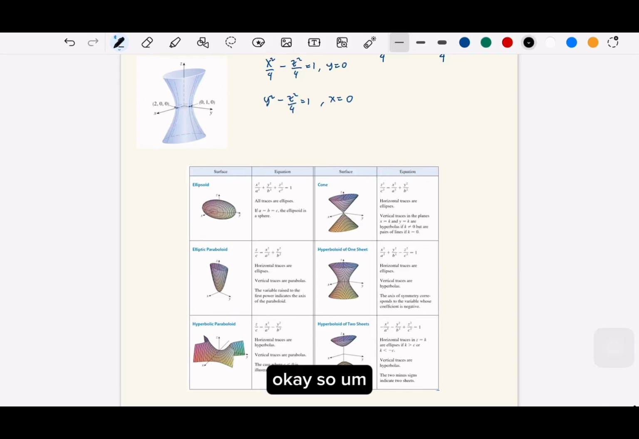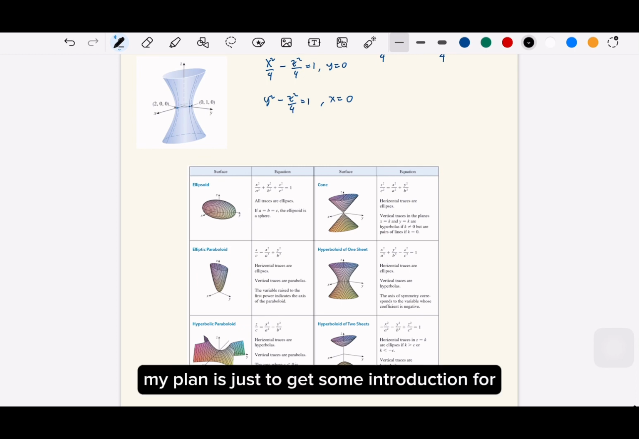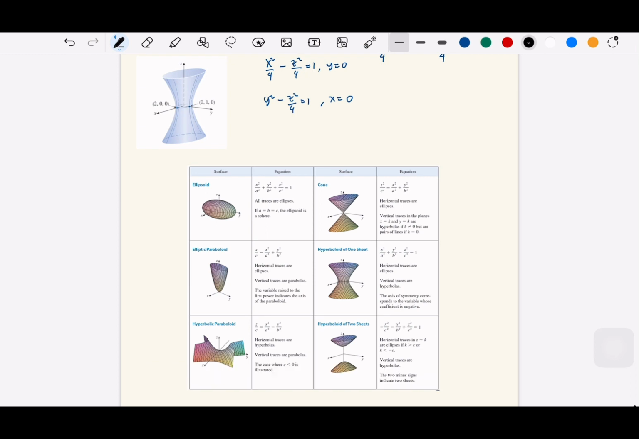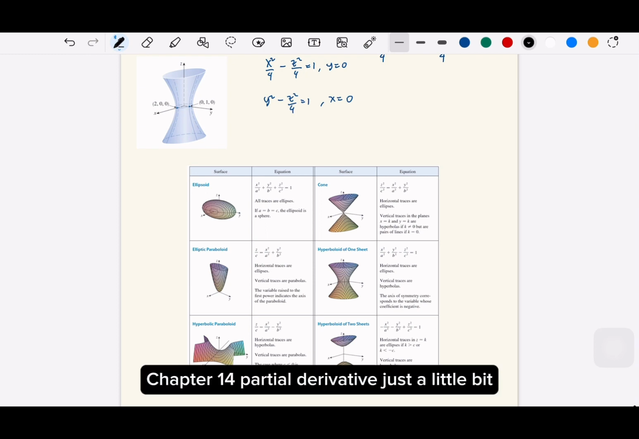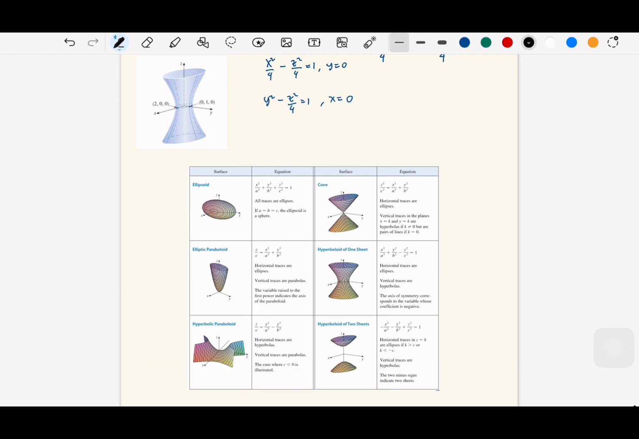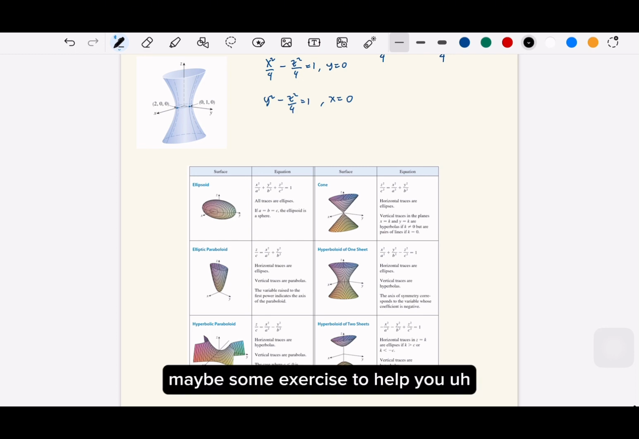Okay, so I think for today's class, my plan is just to get some introduction for chapter 14, partial derivative, just a little bit. And I will add maybe some exercise to help you.